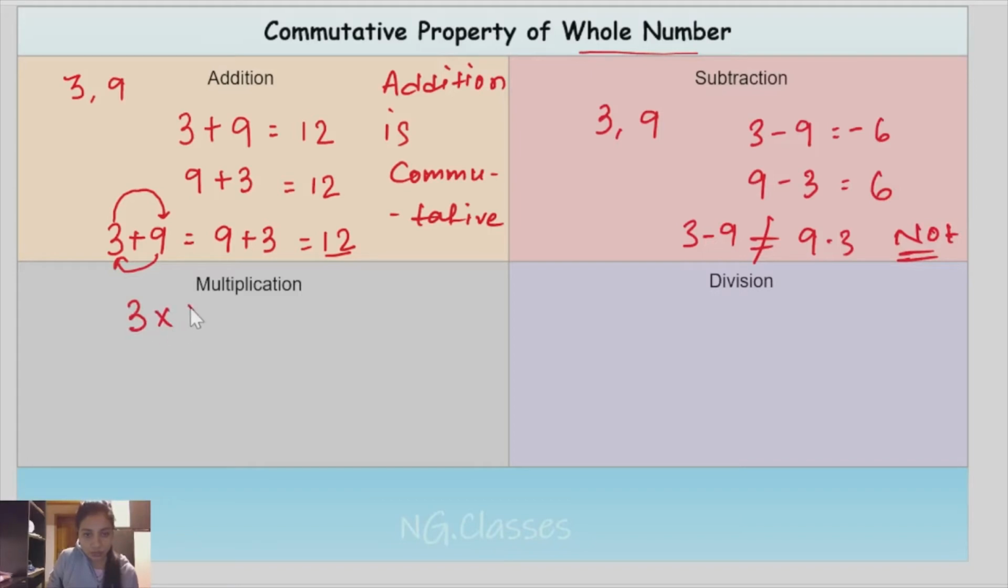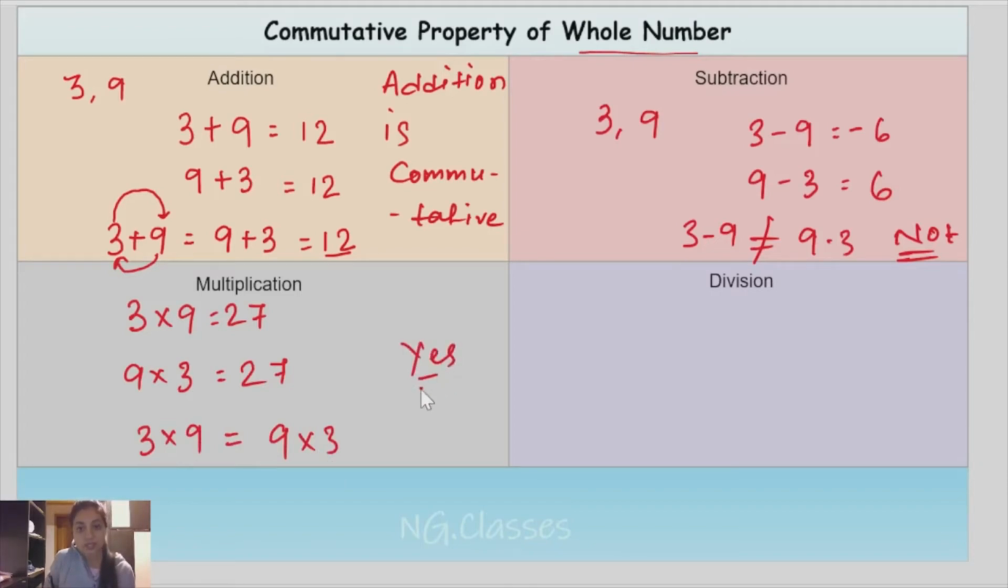Let's take for multiplication. 3 into 9. 27, right? What about 9 into 3? This will also be 27. So we can say 3 into 9 is same as 9 into 3. So yes, multiplication is commutative.